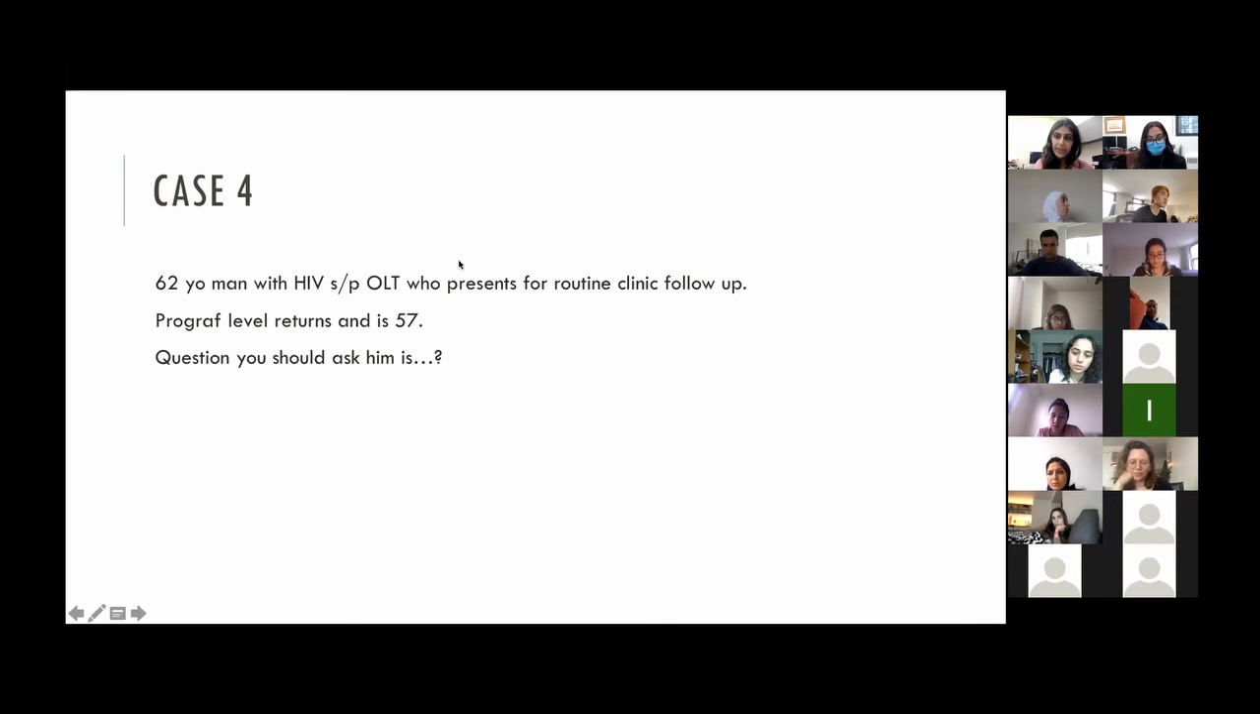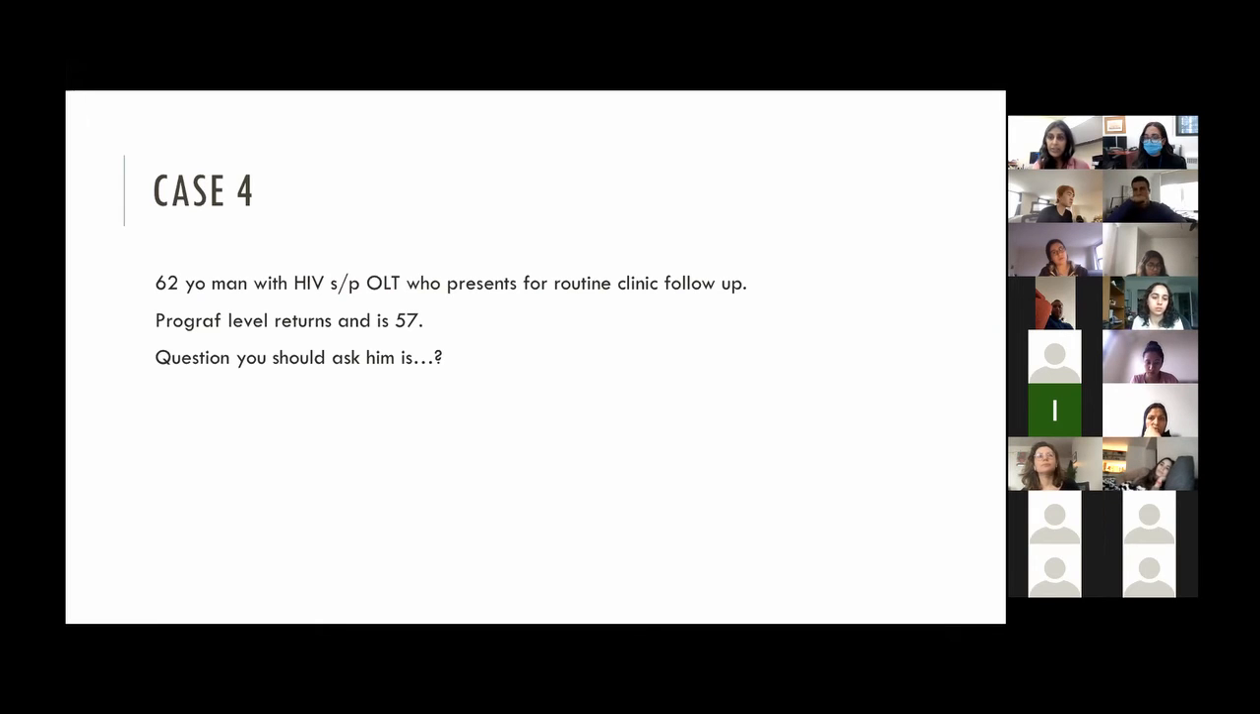All right, so I'm moving on to the next case. This is a 62-year-old man with HIV. He has a liver transplant and he presents for routine clinic follow-up. You send a Prograf level, and for those of you who are not familiar, this tacrolimus or Prograf level is very, very high. It's 57, and usually you're looking for 8 to 10, for example. Any particular things that come to mind when you see such an elevated Prograf level in a patient with HIV?